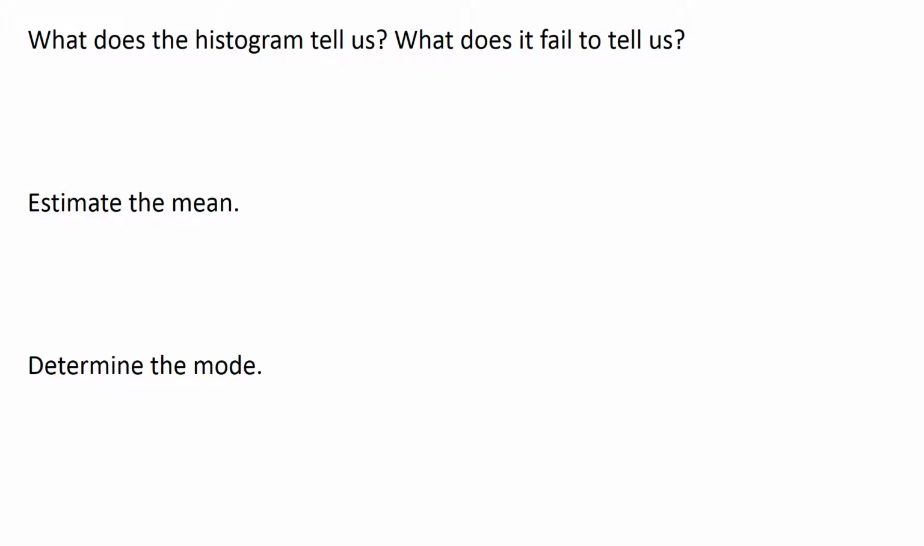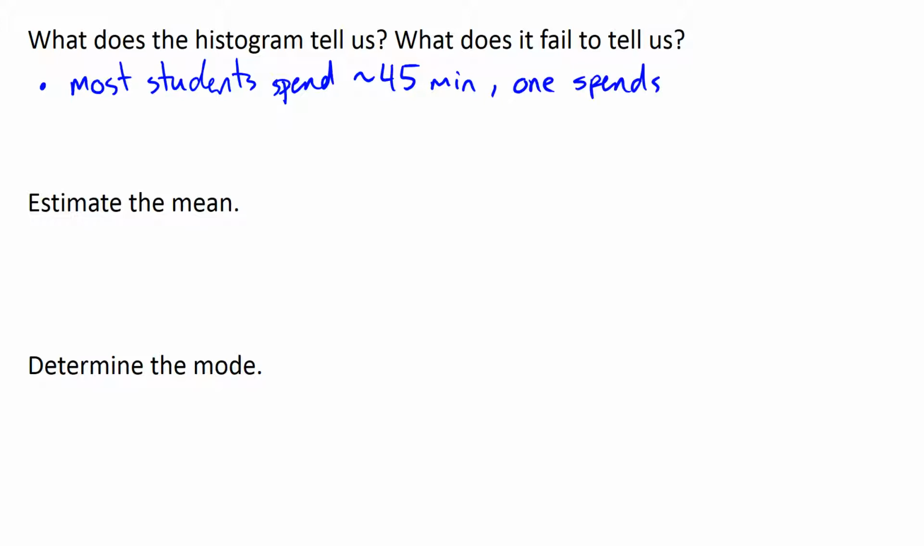Now that we've completed our histogram, the important last step is to use it. What does it tell us about grade 12 homework? Well, it tells us that most students spend about 45 minutes per night on homework. It tells us that one student spends quite a bit more than the bulk of students, spends more than an hour each night on average.